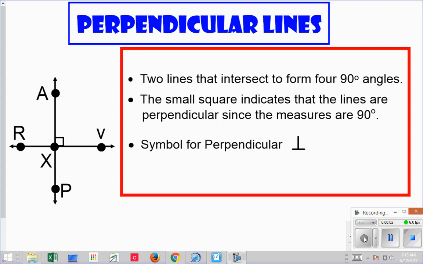Okay, so today we're going to talk about both parallel and perpendicular lines. So we'll start with talking about perpendicular lines. So first, the definition. Perpendicular lines are two lines that intersect to form four 90-degree angles.